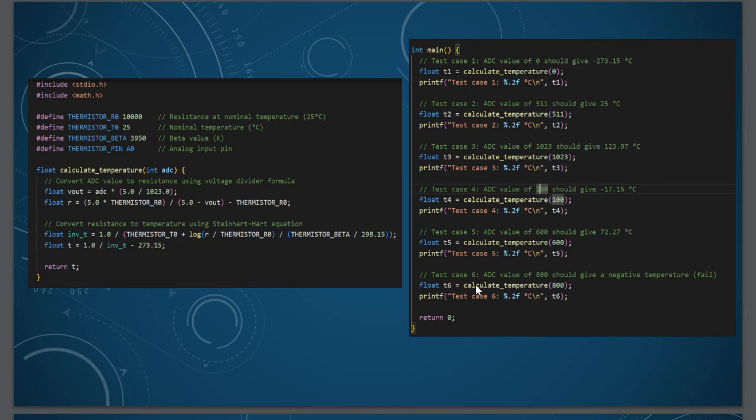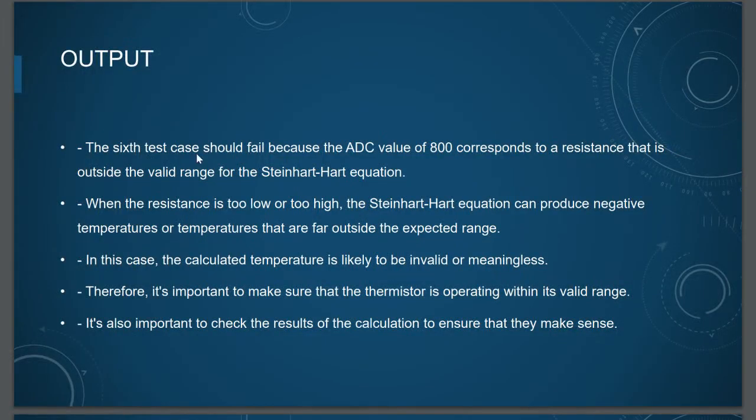Why did test 6 fail? It failed because the sixth test case should fail: the ADC value of 800 corresponds to a resistance that is outside the valid range of the Steinhart equation. When the resistance is too low or too high, the Steinhart equation can produce negative temperatures or temperatures far outside the expected range. In this case, the calculated temperature is likely to be invalid or meaningless. Therefore, it is important to make sure that the thermistor is operating within its valid range. It is also important to check the results of the calculation to ensure that they make sense.